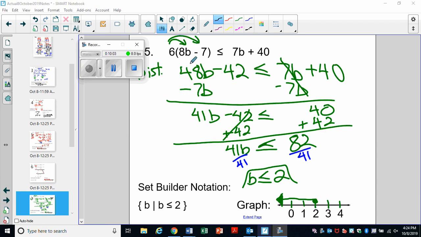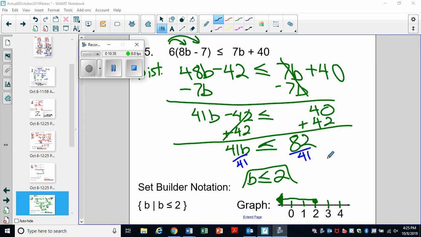This last problem we did in class. So again, distribute first. We subtract 7b from both sides of the inequality. So we wind up with 41b minus 42 less than or equal to positive 40. And we add 42 to both sides. 41b comes on down for the ride. 41b less than or equal to 82.